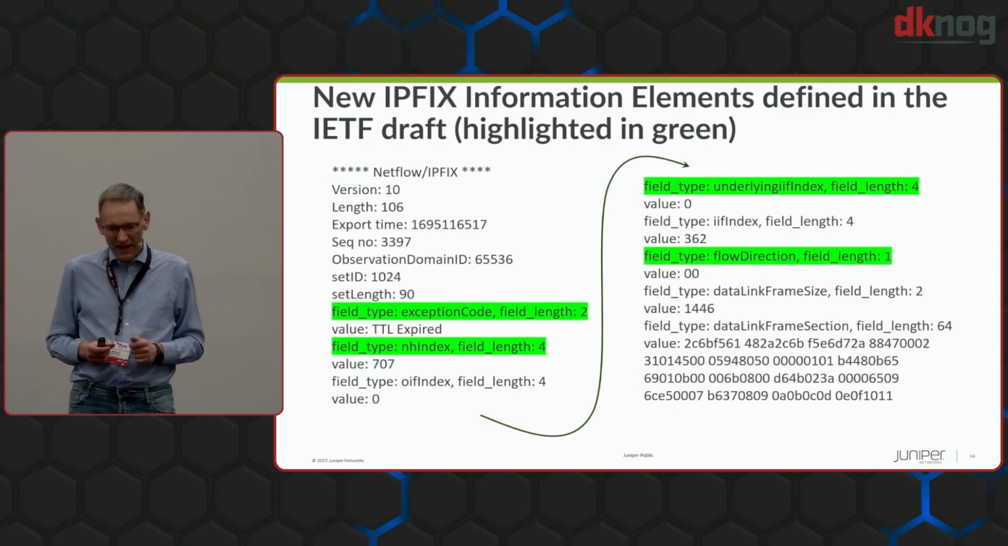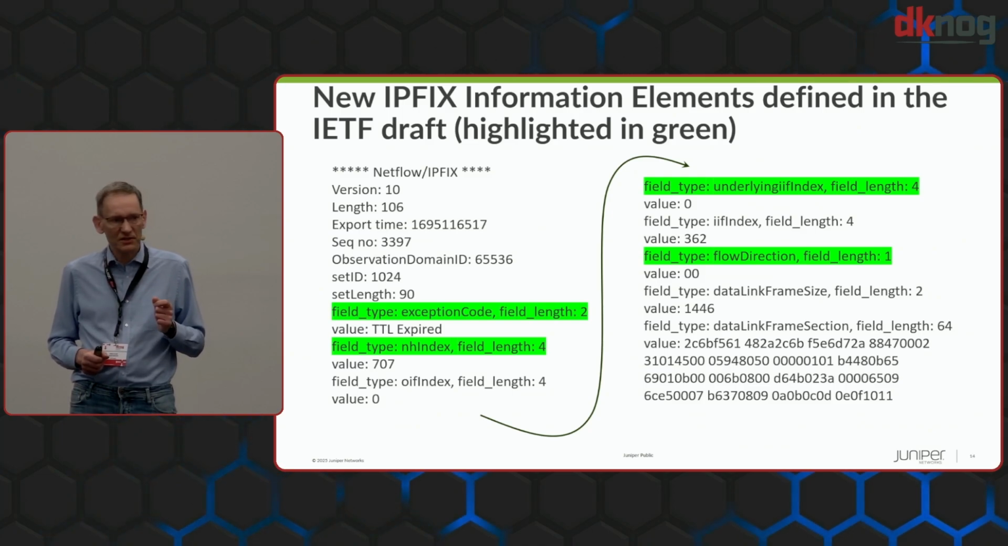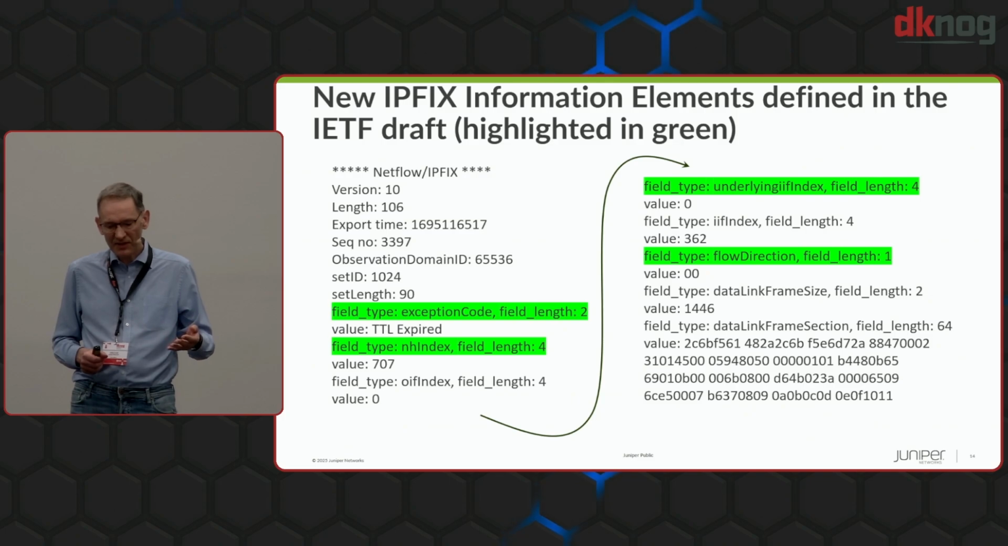And so if we go back to the previous capture that we did, you can see which are the required new IPFIX information elements. So the ones in green. So the exception code itself, that's a new IPFIX information element.